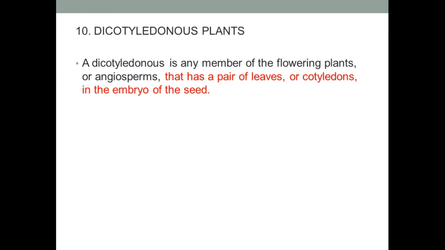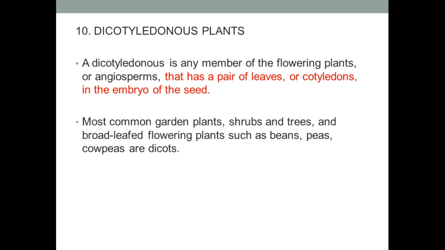And we've got common examples such as groundnuts, soybeans. Most common green plants, shrubs and trees, and broad-leaved flowering plants such as beans, peas, and cowpeas are all dicots.